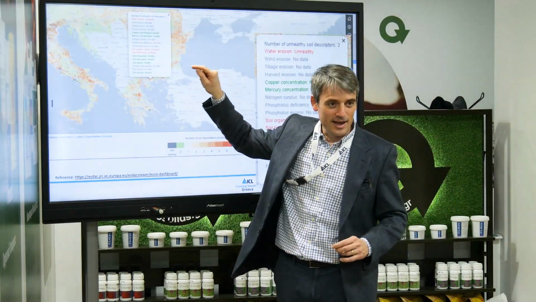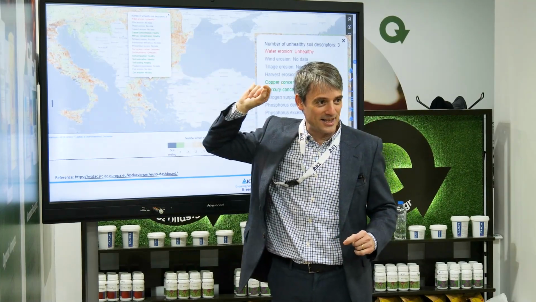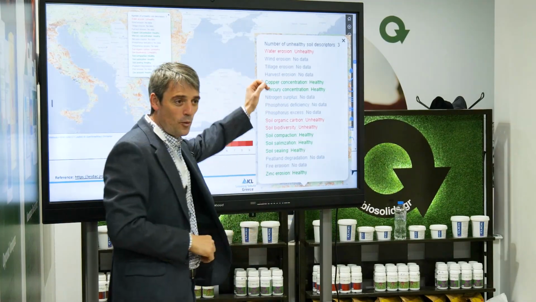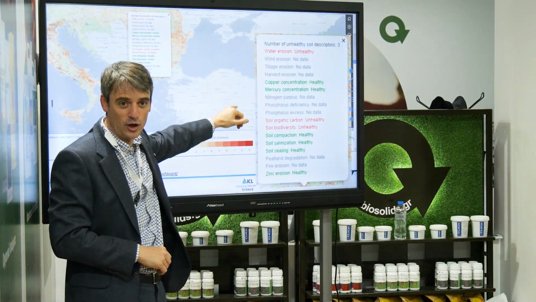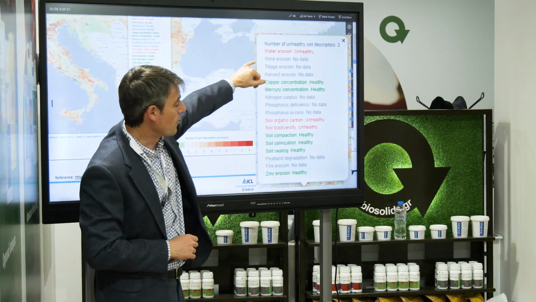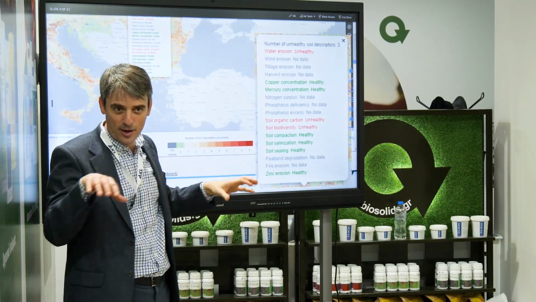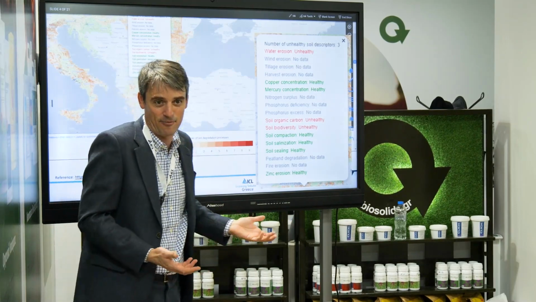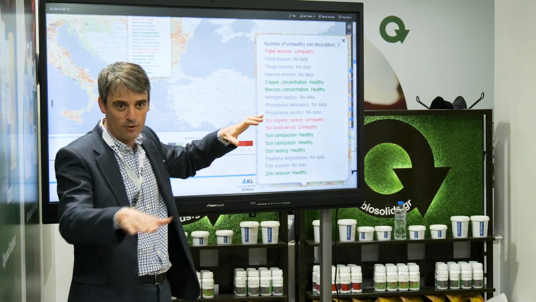So when we go in the map and select any given location, we will find the whole list of soil degradation processes that may be occurring. From water erosion, which under our Mediterranean conditions of heavy rainfall events is a factor to consider, especially if we are on a slope.